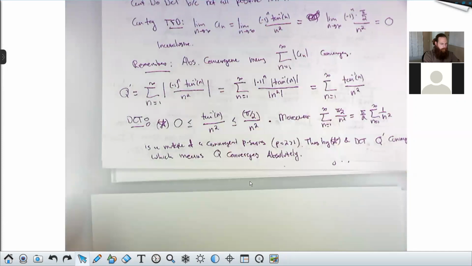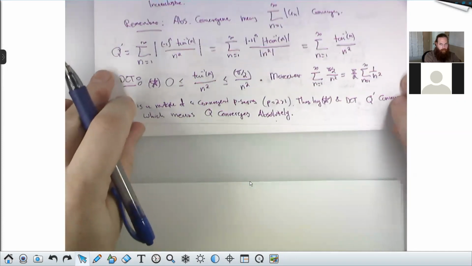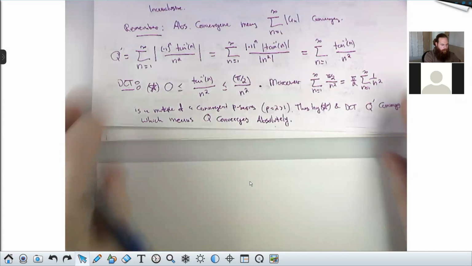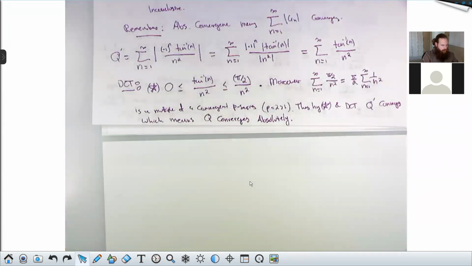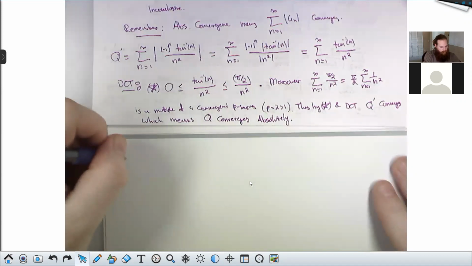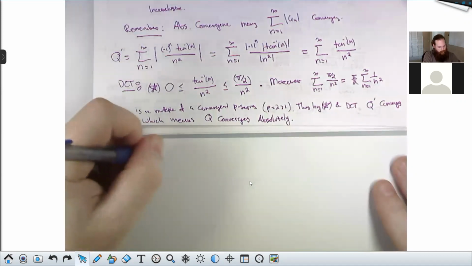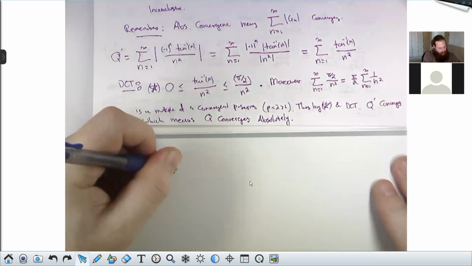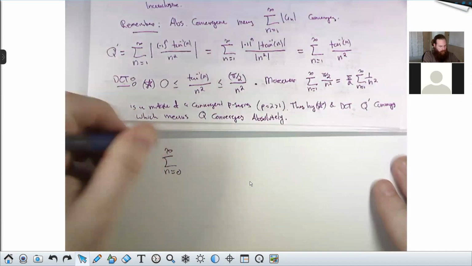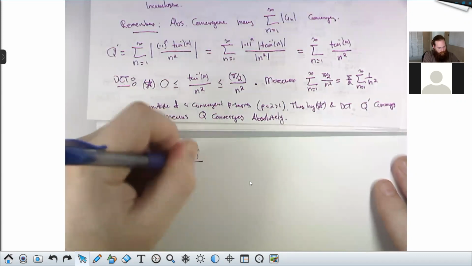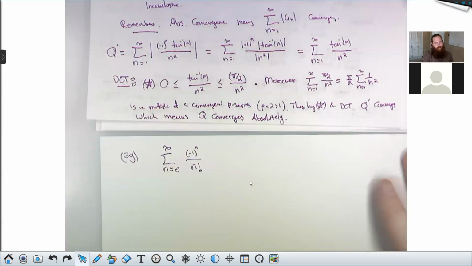So I'll leave this right here in case anyone is still working, but we do need to practice at least 1 or 2 ratio test problems. And it should involve some factorials. Anytime you see a series with factorials, ratio test should be your first thought.